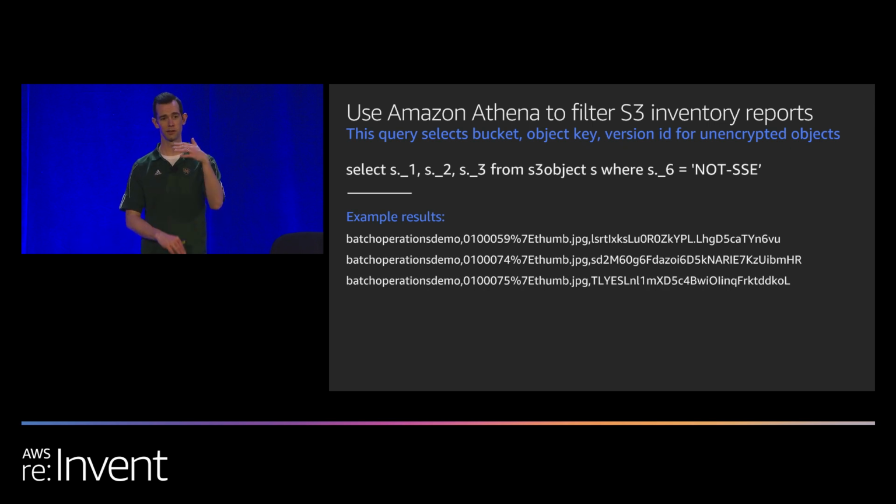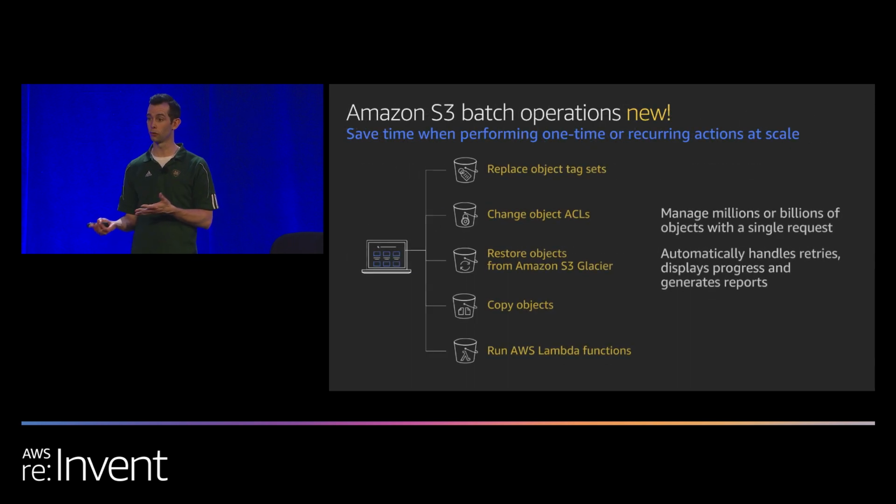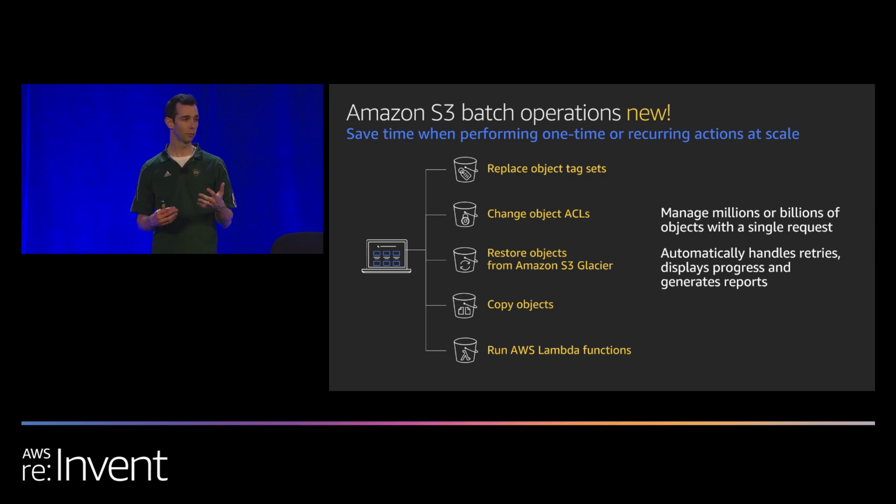Because potentially this list is very long. If you have a large bucket and you need to take an action across thousands or millions of objects, it's nice to have a managed solution to do that for you rather than having to do it yourself. So batch operations is designed for exactly that use case.